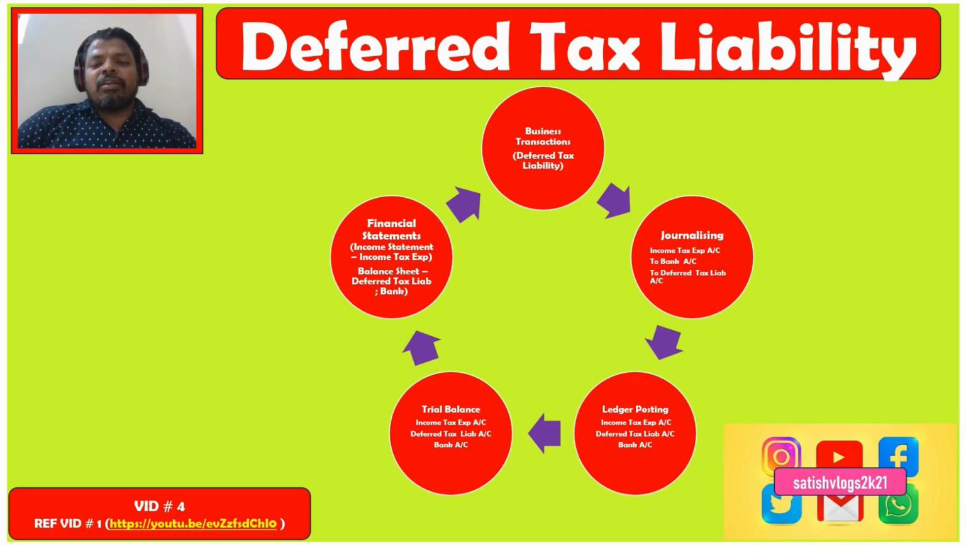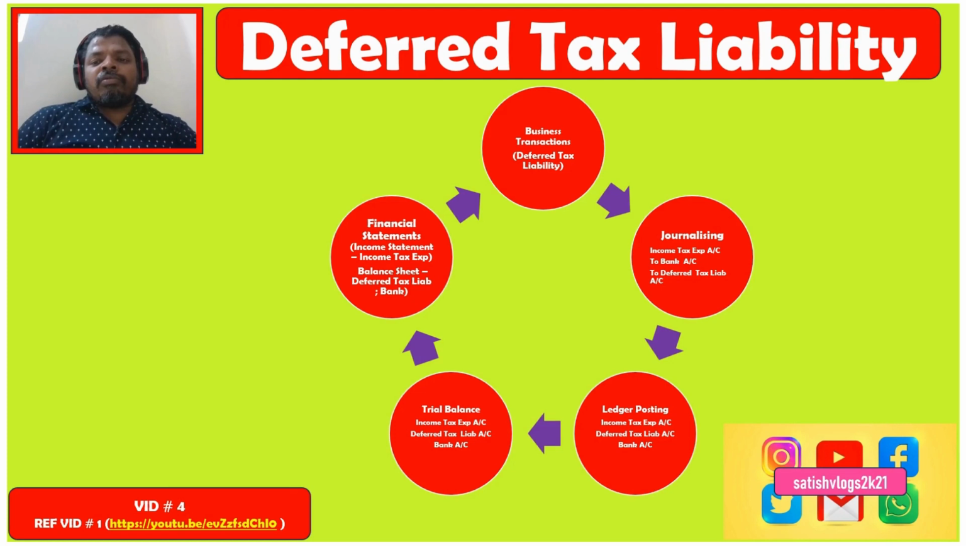Hope this is clear. Now let's move to the next phase of my accounting cycle, which is the journalizing phase. What is the journalizing phase? In this phase we are supposed to create the journal entries for the business transaction, right? Whatever the income tax which has been computed as per book profits, that would be considered as an expense and the same thing would be debited as part of the journal entry, right?